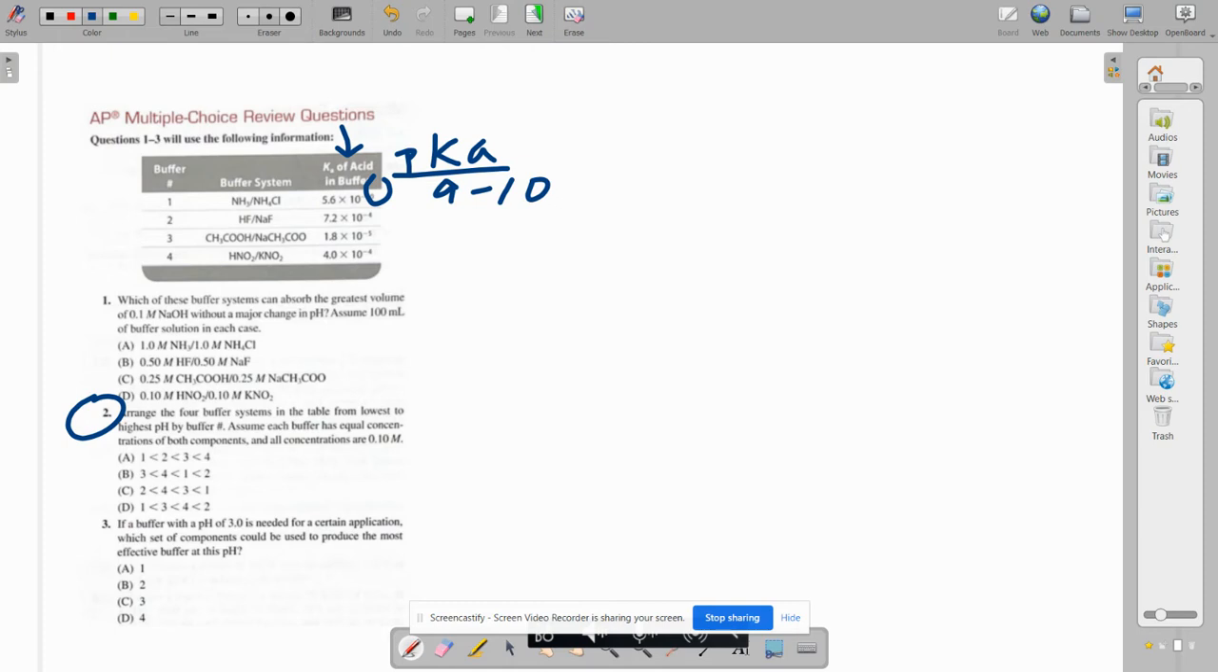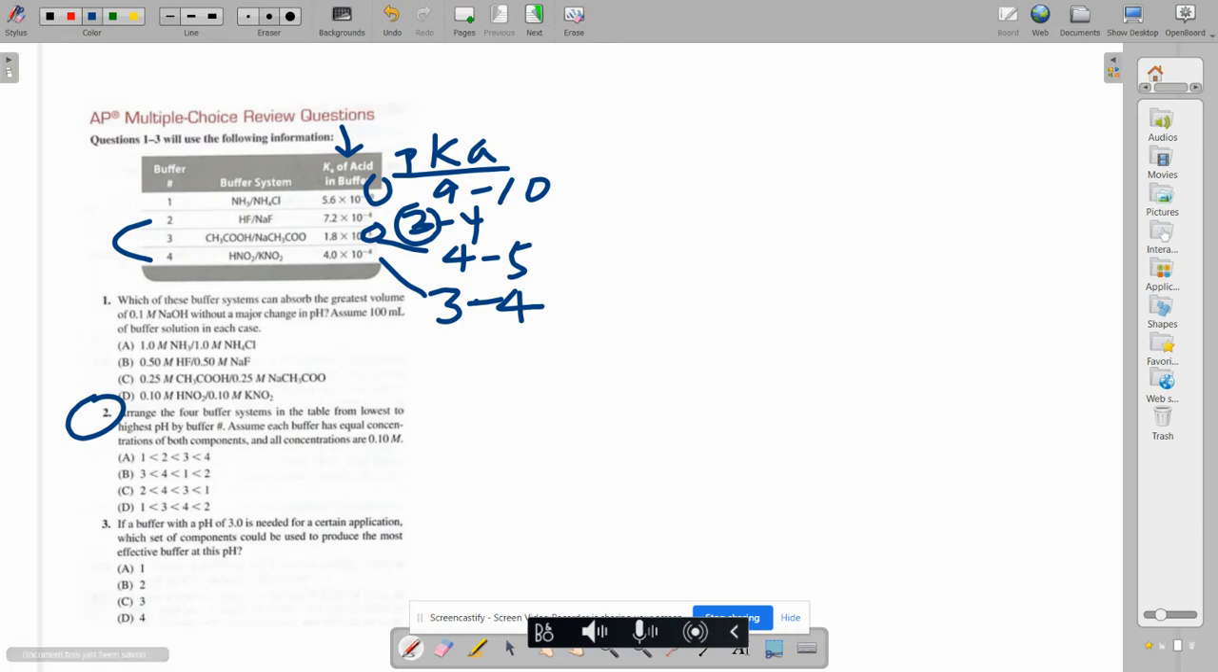All right, so the HF-NaF, negative 4 is the exponent, so that's going to be in the range of 3 to 4. Okay, and then this next one is 10 to the negative 5th, so that's going to be in the range of 4 to 5. And last but not least, 10 to the negative 4th, that one's also going to be in the range of 3 to 4. Okay, so basically 2 and 4 are pretty similar, but HF-NaF has a slightly larger Ka value, so that's going to be lower, closer to the 3 range. And this guy has a smaller Ka value, 4.0 times 10 to the negative 4th. So that's not going to be as acidic of a buffer system, so that's going to be more on the 4 side of things.